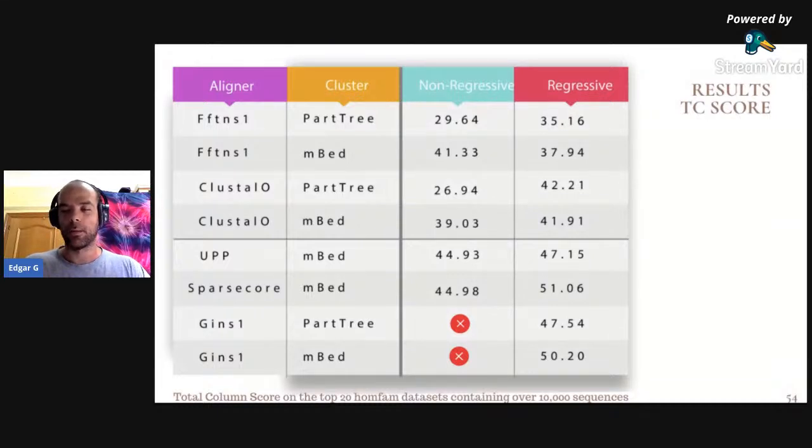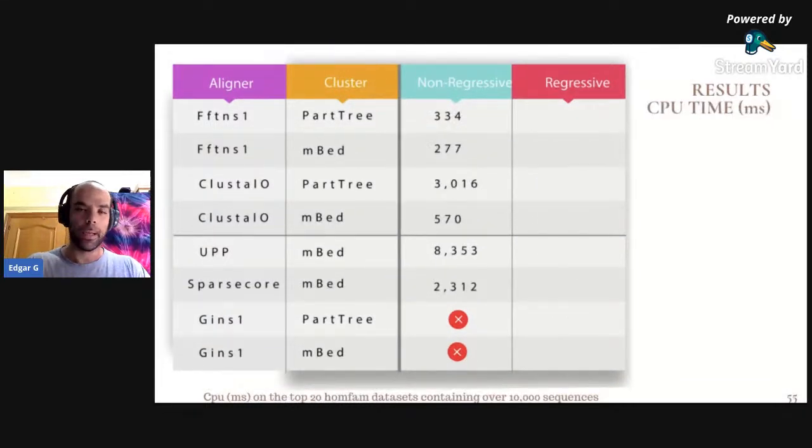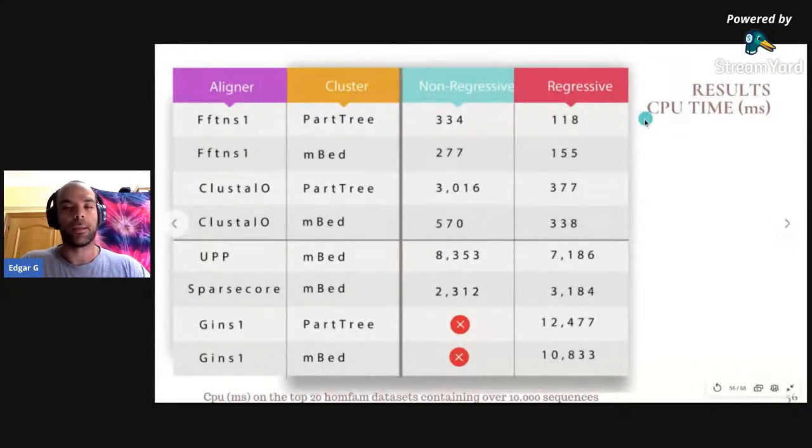Those are the numbers, and CPU time in milliseconds. We have these numbers at the end that used to be quadratic, and with our method they are linear. Because we are splitting the problem and we are able to run in parallel, we are able to get this almost linear time.